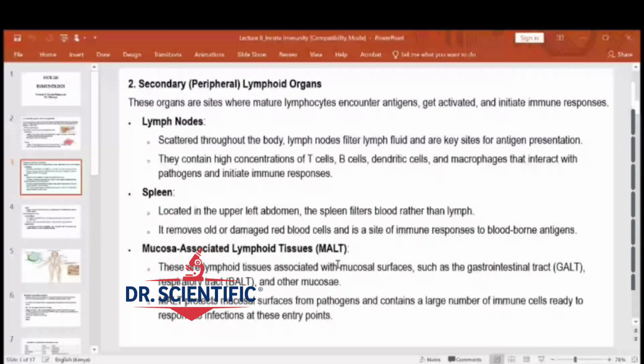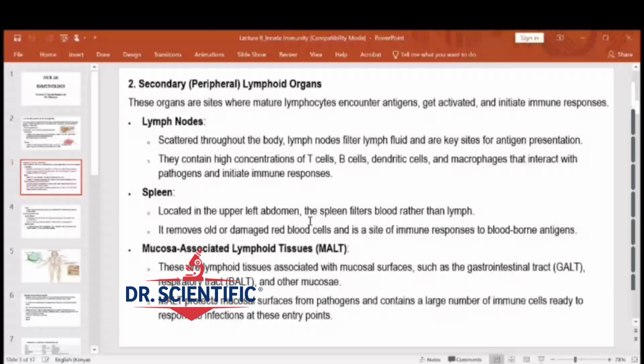So back to the secondary lymphoid organs. These secondary lymphoid organs would include lymph nodes. I'm sure after you did your anatomy as well as your physiology, you have an idea of what lymph nodes are. And even in your high school biology, you must have talked about lymph nodes. And so lymph nodes are the key sites where there is antigen presentation.